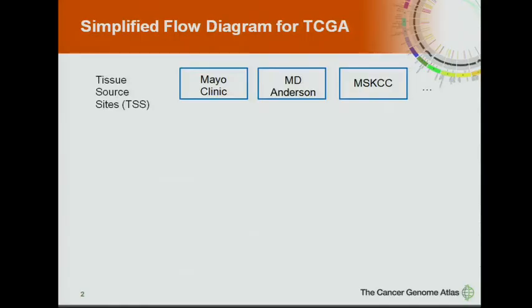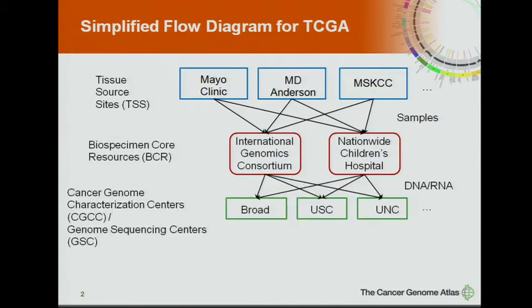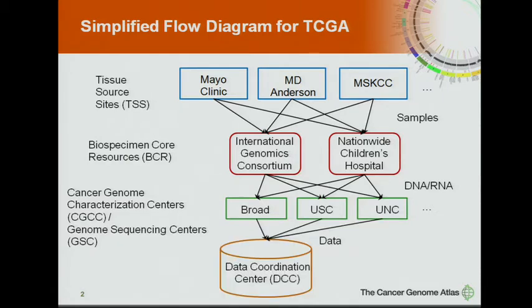But here's the simplified flow diagram for the TCGA data. I'm sure you saw Kenneth's presentation earlier. This is a very simplified diagram of how the process works. So we have these multiple tissue source sites, and then they send their samples to the BCRs, which in turn extract the DNA and RNA and send them to the genome characterization centers and genome sequencing centers, which in turn then produce the data that goes to the DCC, which goes to the TCGA website.